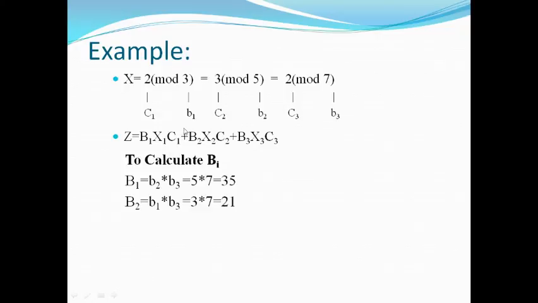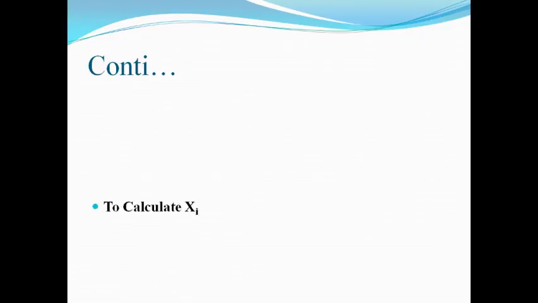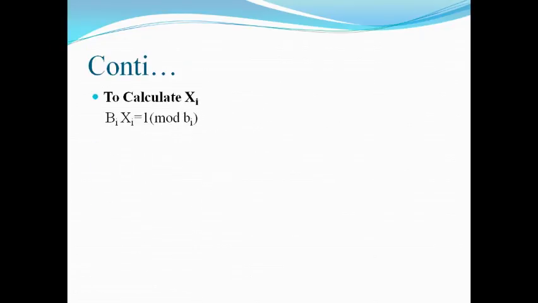b2 is b1 into b3, where b1 is 3 and b3 is 7. Now we will multiply 7 into 3, then we will get the answer 21. To calculate b3, we will multiply b1 into b2, which is equal to 3 into 5, then we will get 15. To calculate xi, we will use the formula bi xi is equal to 1 mod ci.